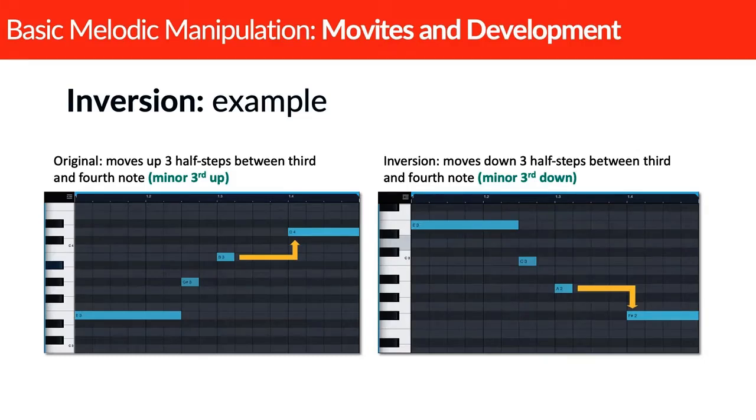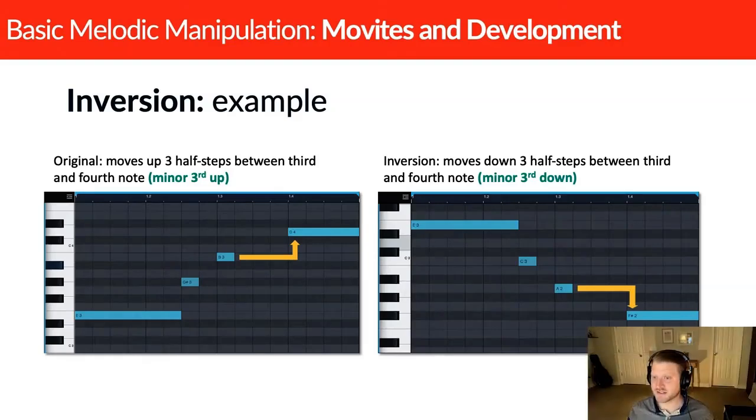So, in this last little step, the original from the third note to the fourth note moves up a minor third, so 3 half steps between the third and fourth note. And then the inversion, because we're just going to do the opposite, moves down by a minor third, or 3 half steps between the third and fourth note. So that is basically inversion.